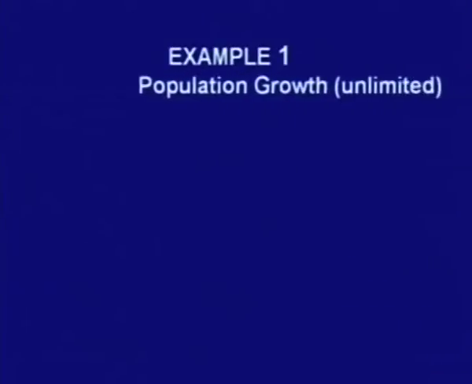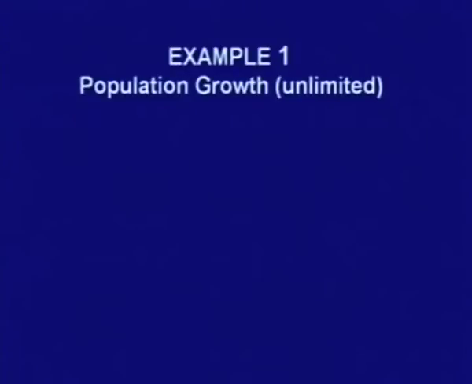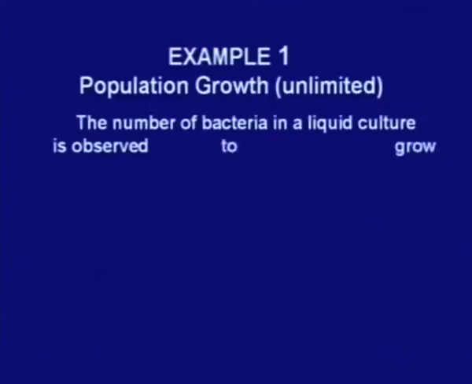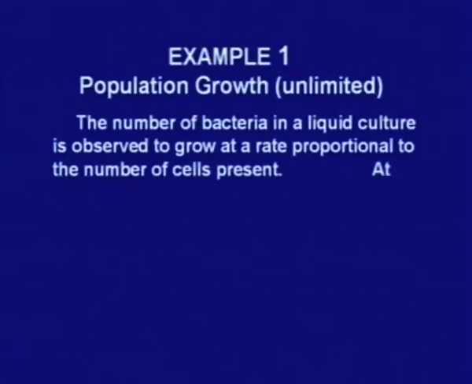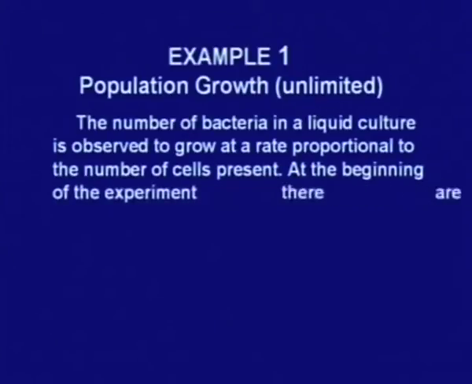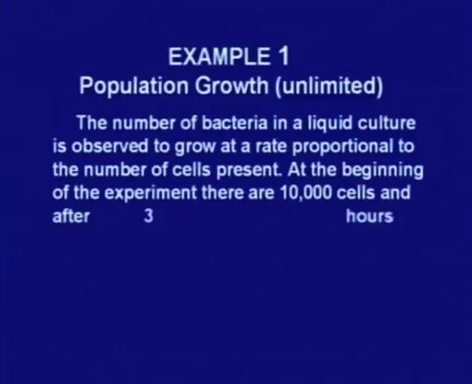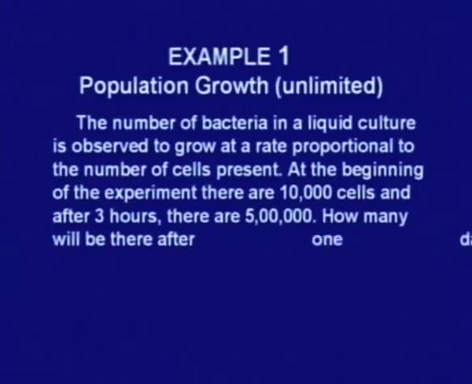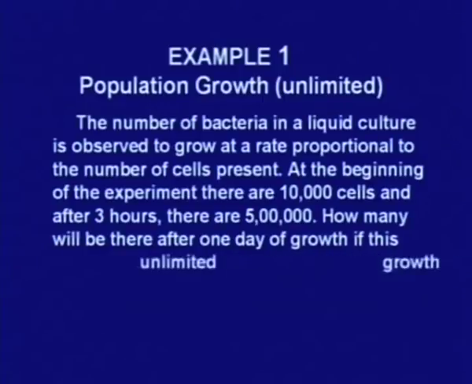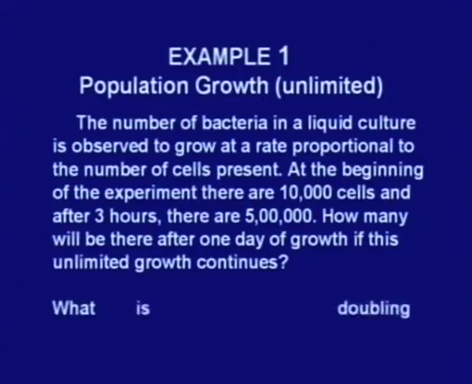The first example is about population growth. We are writing it as unlimited because we have made an assumption that there is no condition or control on the growth. The example is: the number of bacteria in a liquid culture is observed to grow at a rate proportional to the number of cells present. At the beginning of the experiment, there are 10,000 cells, and after 3 hours, there are 5 lakh cells. Now, how many will there be after 1 day of growth if this unlimited growth continues? What is the doubling time of the bacteria?